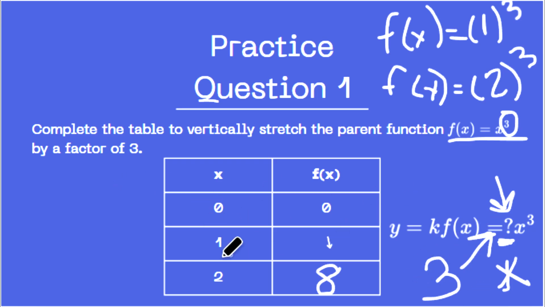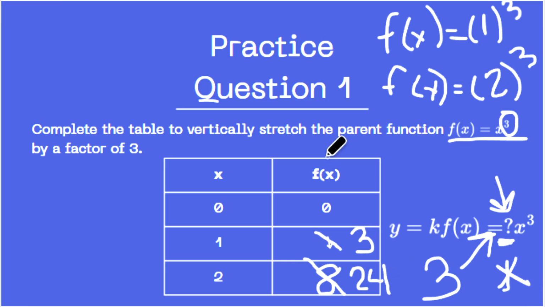So now everything's getting multiplied by 3, which makes sense because this would still be 0. 3 times 0 is 0. 3 times 1, it's not going to be 1 anymore, it's going to be 3. And 3 times 8, it's not going to be 8 anymore, it's going to be 24.